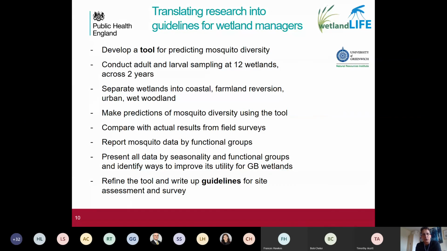So the idea is to develop a tool for predicting mosquito diversity, which we did initially based upon the research, and then we wanted to test this as part of the wetlandLIFE project by conducting adult and larval sampling at 12 wetlands across 2 years. These were coastal, farmland reversion, urban and wet woodland sites. We made predictions of mosquito diversity at each of these wetlands based upon talking to the wetland managers and walkover visits. Then we compared the actual results from the field surveys with the predictions that we made, and we looked at this data with regard to functional groups, which I'll mention in the next slide. The idea was then to refine that tool and write up some guidelines for site assessment and survey, which Francis will talk about.